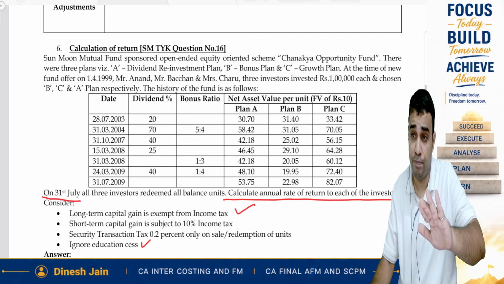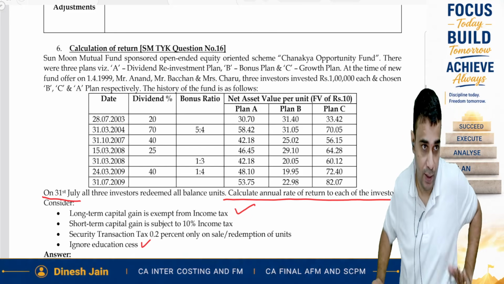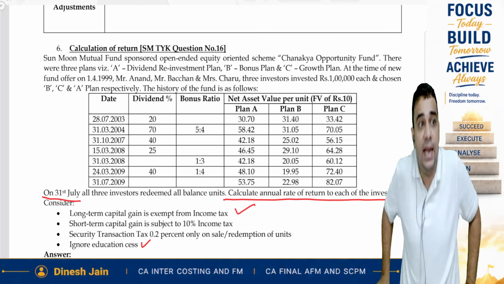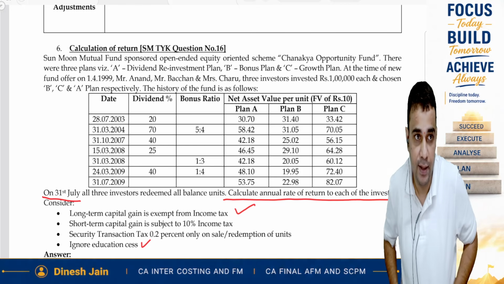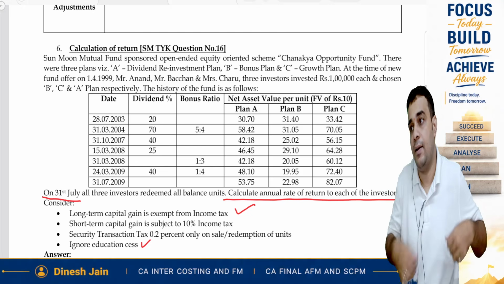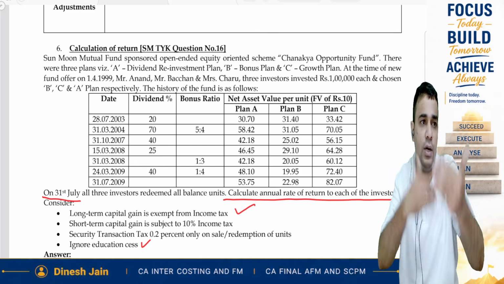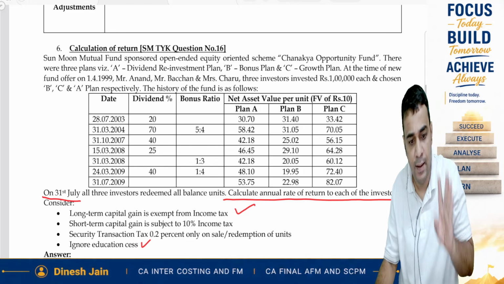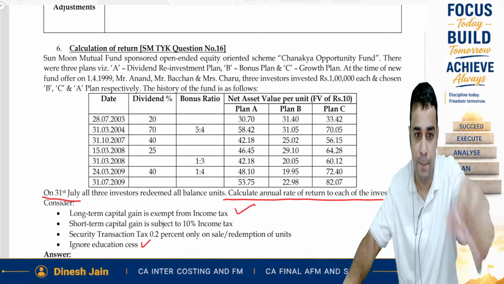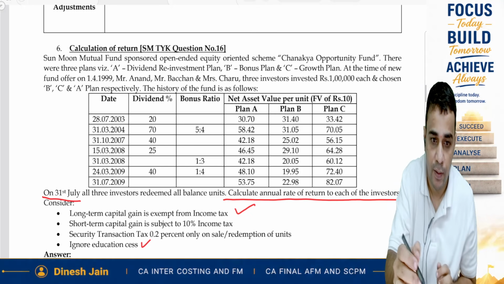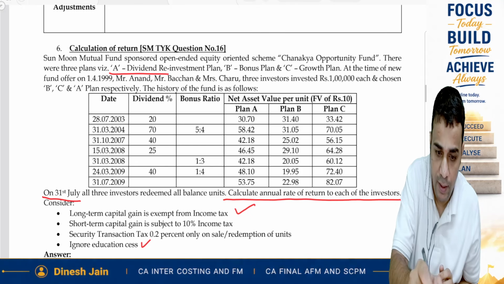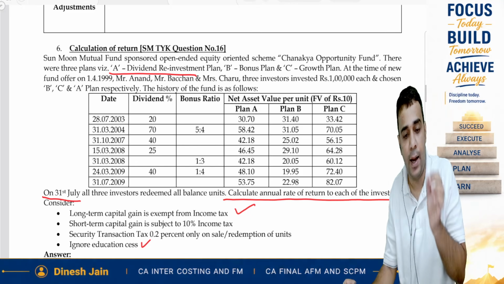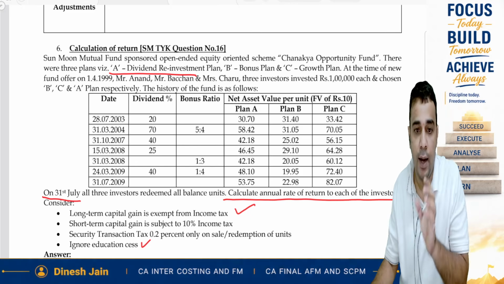Same problem. If it comes today in exam, even LTCG can be taxable, and that will lead to a little more calculation. But as of now, I have one data. Three schemes are there. What are the three schemes? Keep participating. Dividend reinvestment plan, bonus plan, and growth plan.